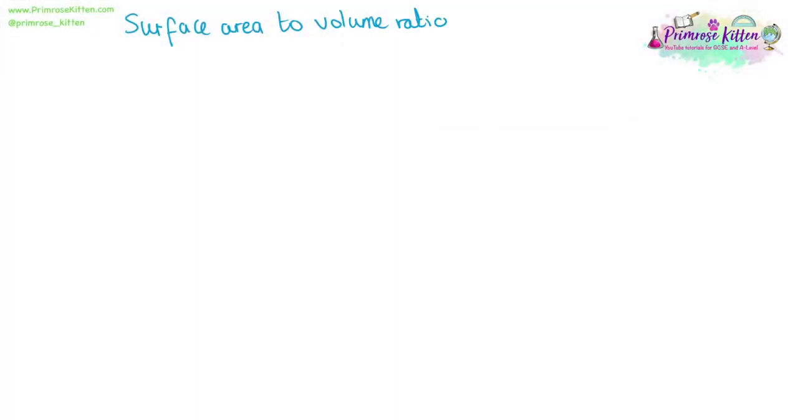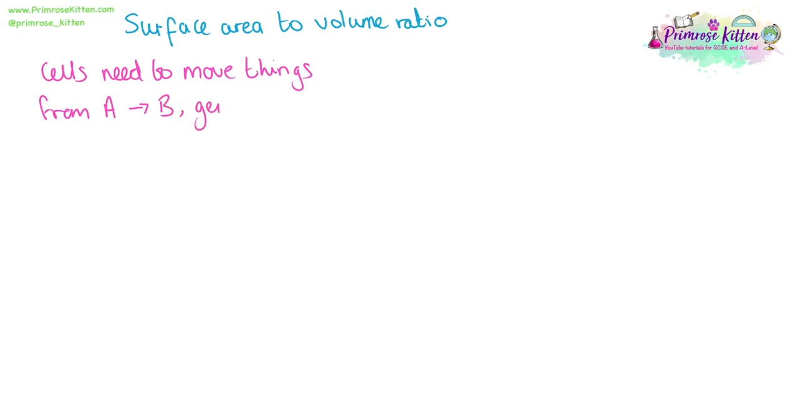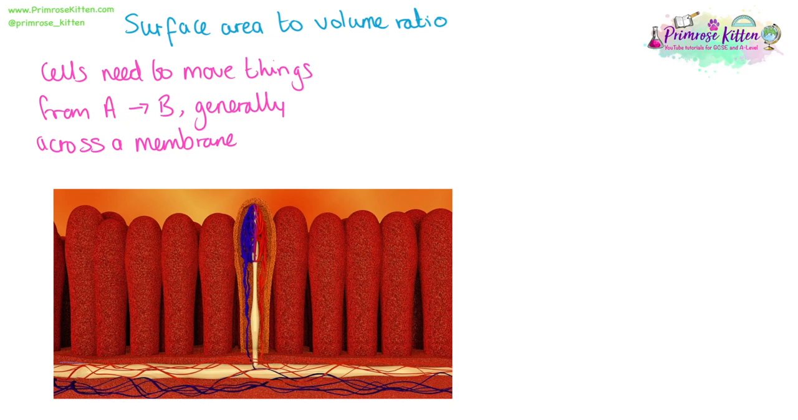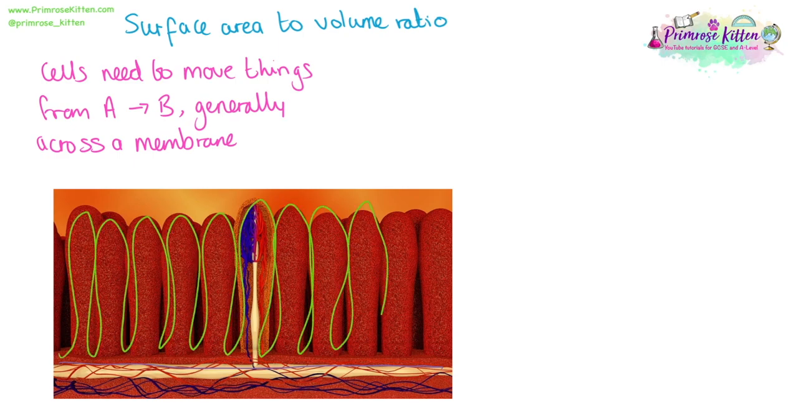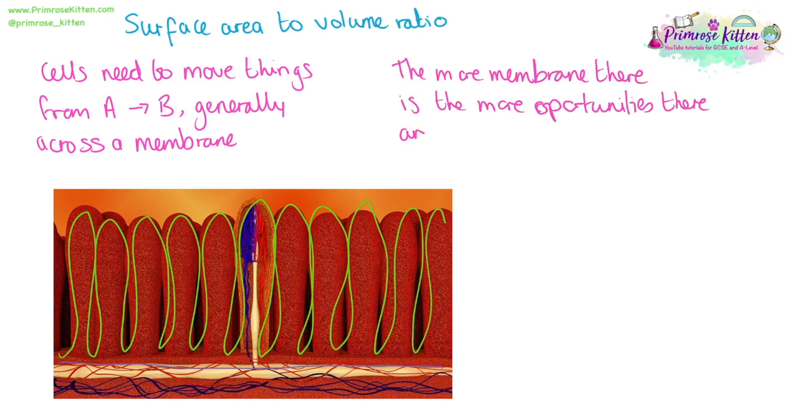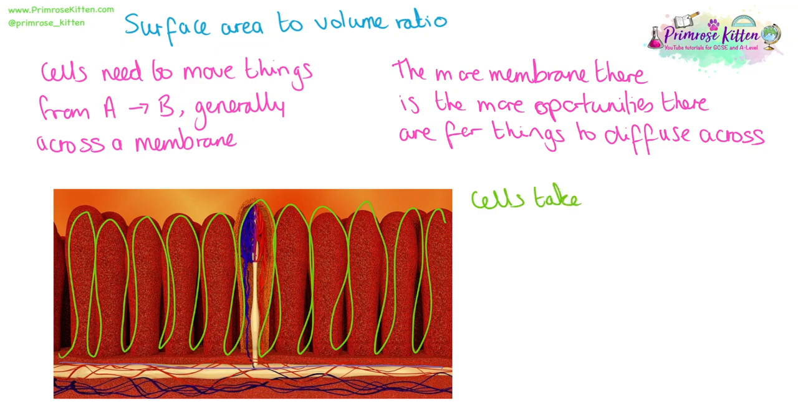Surface area to volume ratio. Cells need to move things around from A to B, generally across a partially permeable membrane. There are certain ways that we can take a short distance, here in purple, and actually fit quite a lot of membrane on it. The more membrane there is, the more opportunities there are for things to diffuse across.